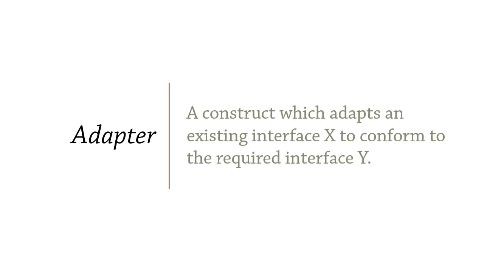So the adapter design pattern then is this same idea in software. It is a software construct, and typically it can be a class or an interface or something like that. It's a construct which adapts an existing interface X to conform to the required interface Y. So what this means is that you're getting the interface X from some system, but some other system requires interface Y. So what you have to do is connect one to the other, and you write an extra piece of code to make that possible.